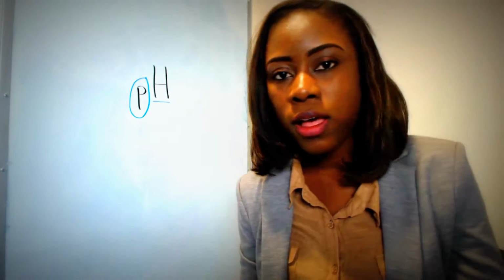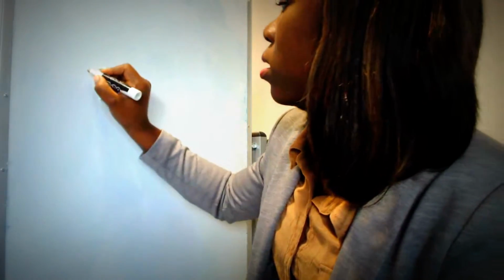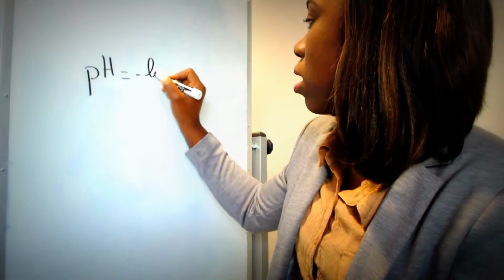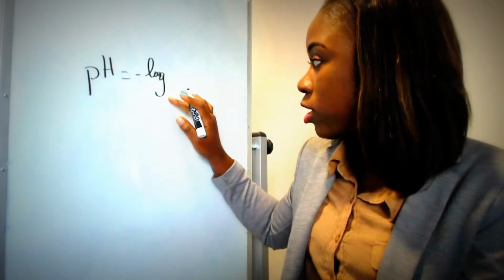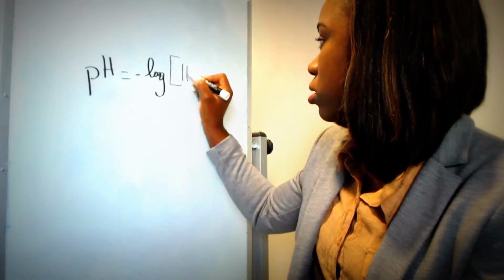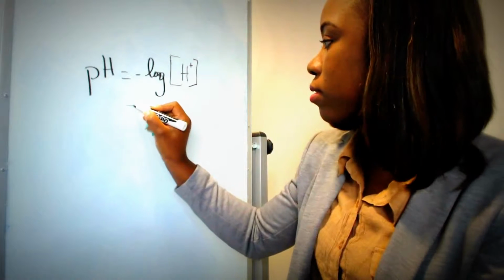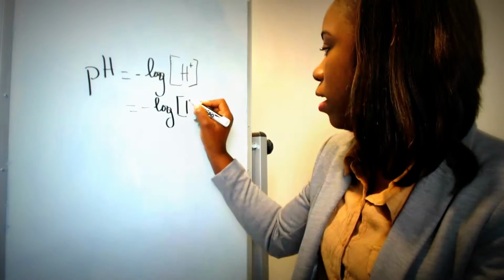But how do we find it? What is the formula for it? So that's what I'm going to be explaining now. So the formula of pH is actually minus log base 10, by the way. It's here, it's just not visible. Minus log of the concentration of hydrogen ion. Or it's the same as negative log of the concentration of hydronium ion.